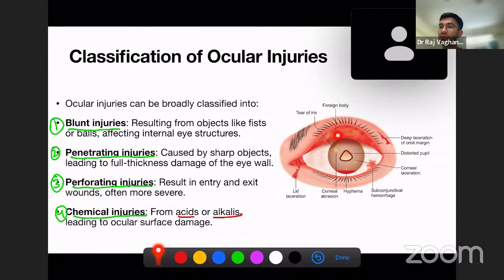Foreign body. So this is a foreign body. A foreign body can enter your eyes. Next, deep laceration of orbital margin.